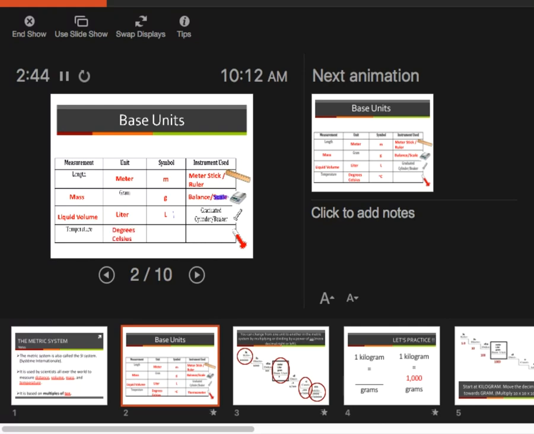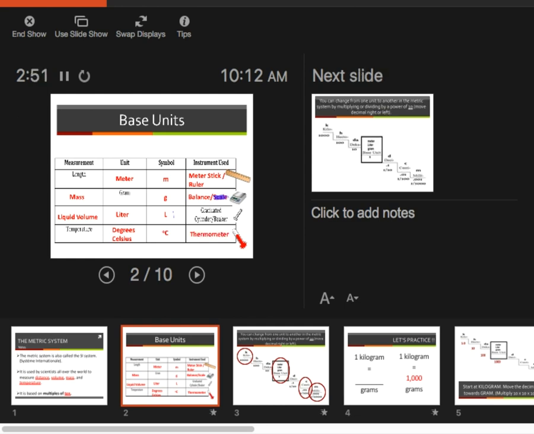Temperature is measured in degrees Celsius, and we use the degree symbol and the letter C, and we use a thermometer to measure. So these are our base units and the instruments that we use that you're going to see the most often.